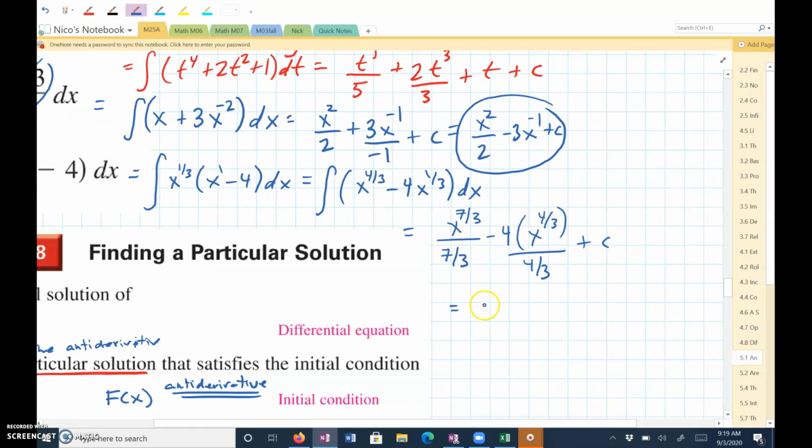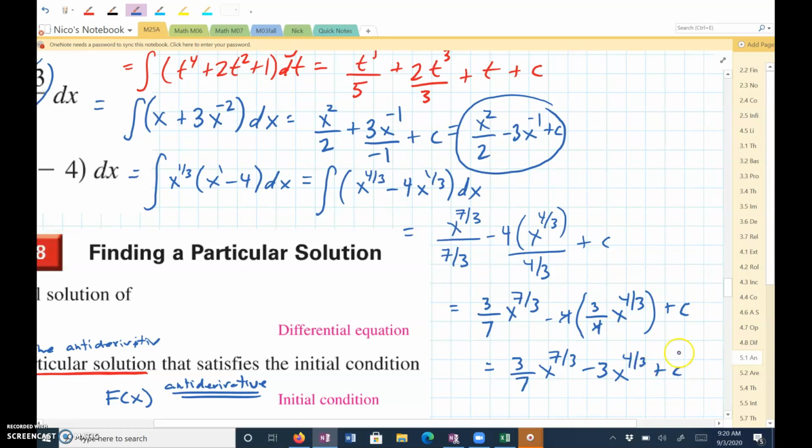So this would equal 3/7 x to the 7/3 minus 4 times 3/4 times x to the 4/3 power plus c. So this would equal 3/7 x to the 7/3 minus 3x to the 4/3 plus c.